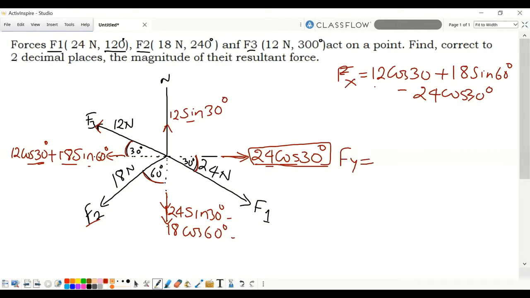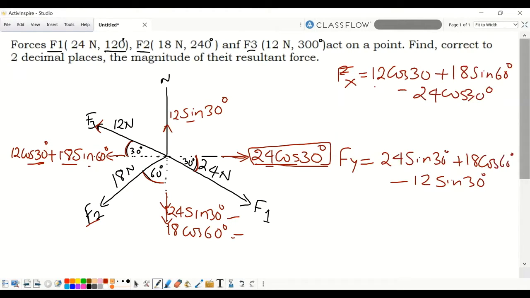Similarly, I will write Fy, which is the vertical component. Now we have 2 components downwards, so let's take them as positive: 24 sin 30 degrees plus 18 cos 60 degrees, and minus, because 12 sin 30 is upwards, it will be minus 12 sin 30. So there is no rule that you have to take this one positive, that one negative. I have taken it according to my convenience.